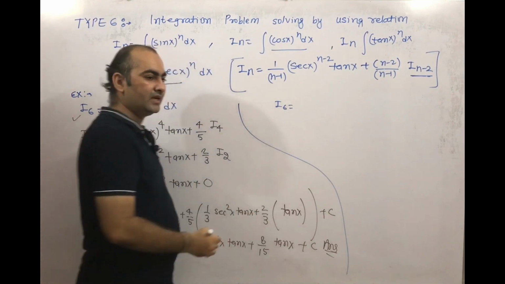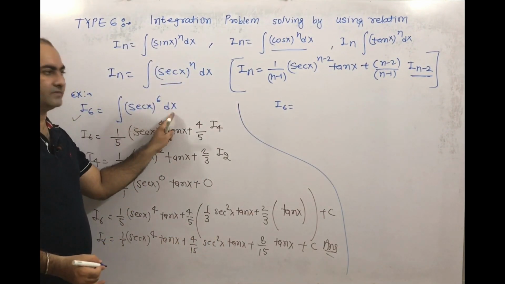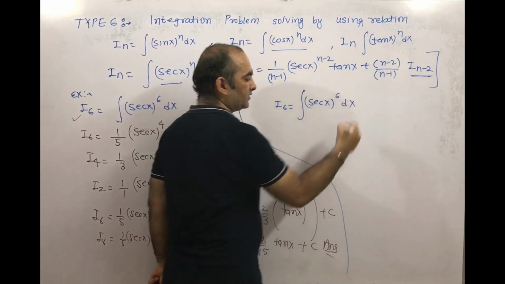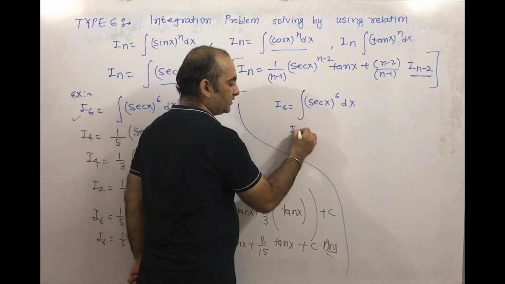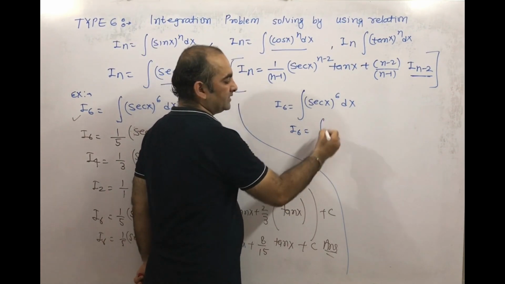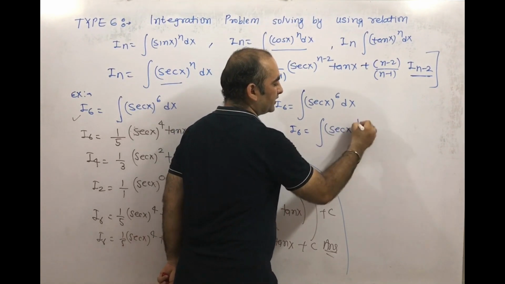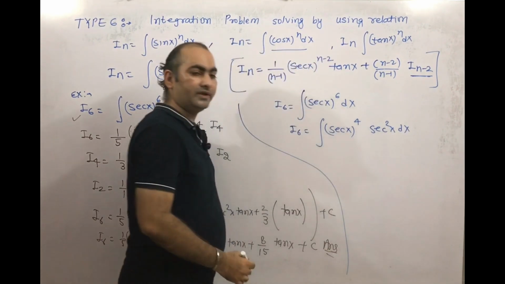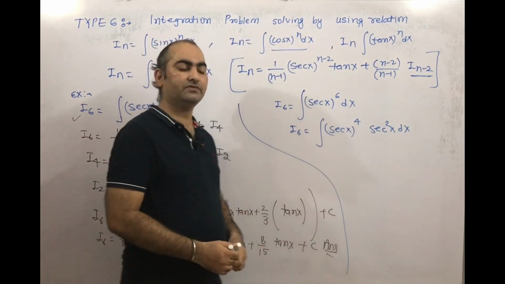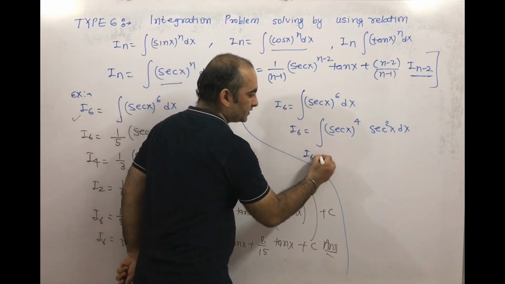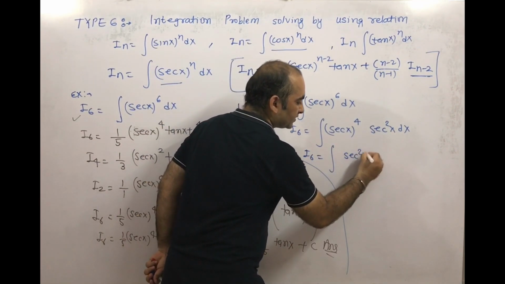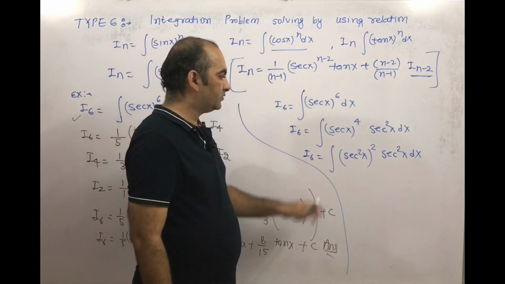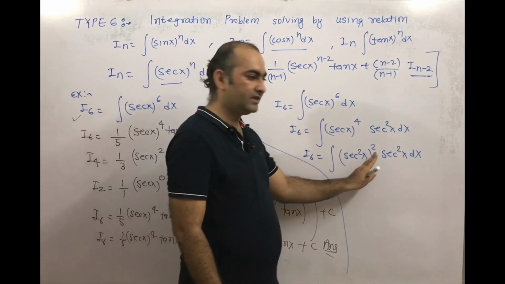I6 equals integration of secant x to the power 6 dx. So this one we can write as I6 equals integration of secant x to the power 4 into secant square x dx. Here the power is even, so we can write I6 equals integration of secant square x to the whole square, secant square x dx. So secant x to the power 4 we can write as secant square x to the power 2.